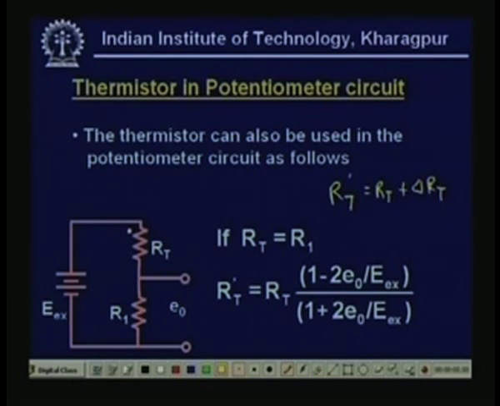Ex). Now, interestingly, one common question arises: what will happen if I flip it? That means, if I put RT here and R1 here, that means the circuit looks like this, then what will happen? This ends lesson 7 of industrial instrumentation.